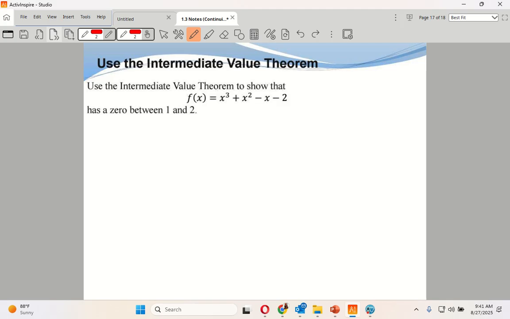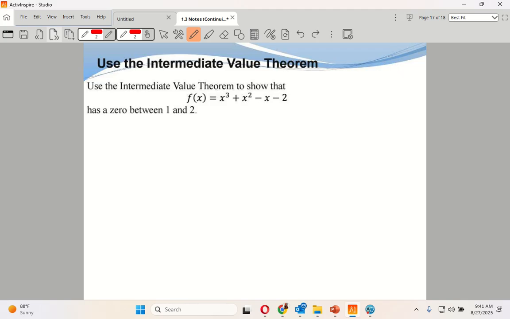So, use the intermediate value theorem to show that f has a 0 between 1 and 2. So, first, I am a moron. I ended up getting caught up. Sorry. I'm still a moron, though. Like 10 more minutes, I'll be done with the notes and I'll print it, okay?